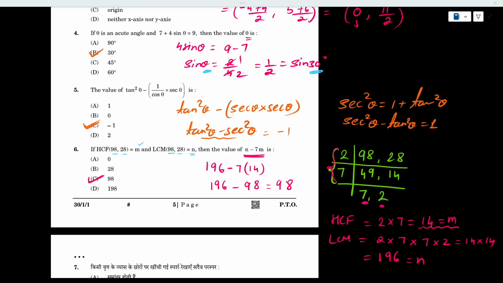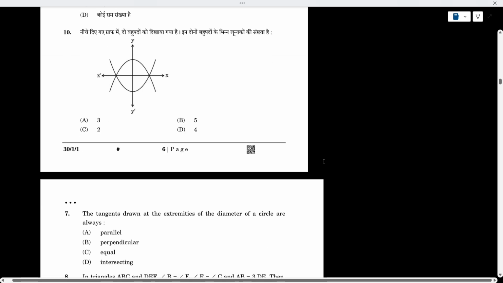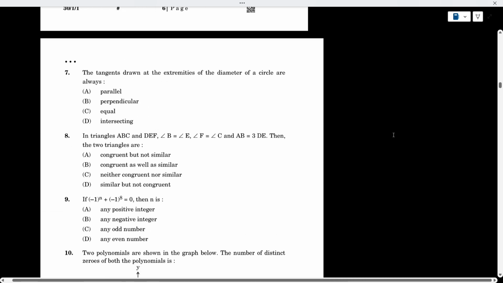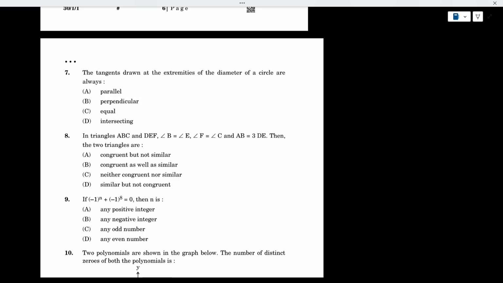Let us go for the next question. Next page will be Hindi. You can just skip and go for the odd number page, which is page number 7 for question number 7. What is given here? The tangents drawn at the extremities of the diameter of a circle are always.